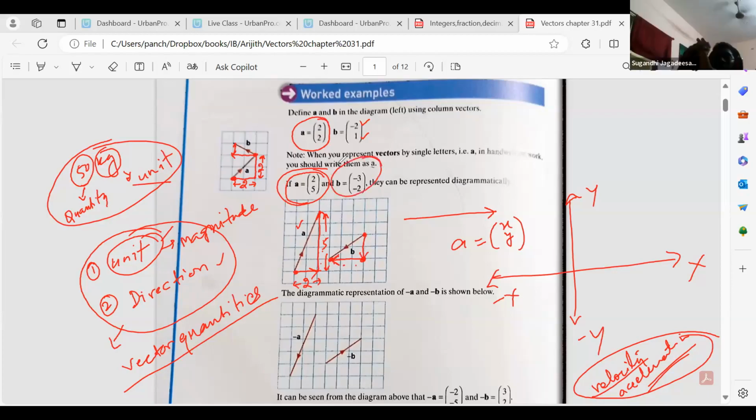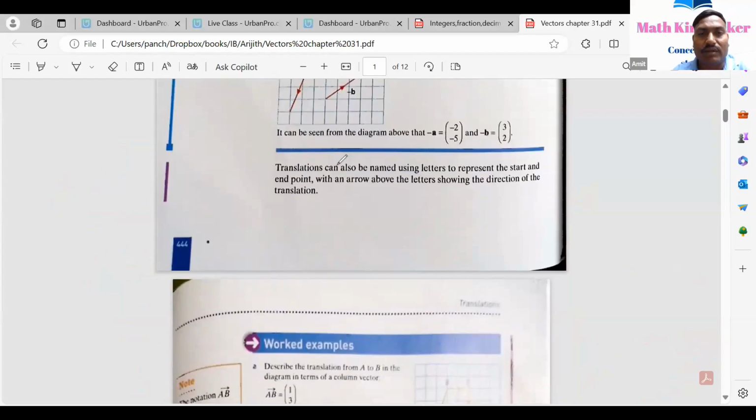So if it goes on the left side and goes down, it's negative. And if it goes right side and goes up, it's positive. Now this is the representation. Now you understood how to represent the vectors.